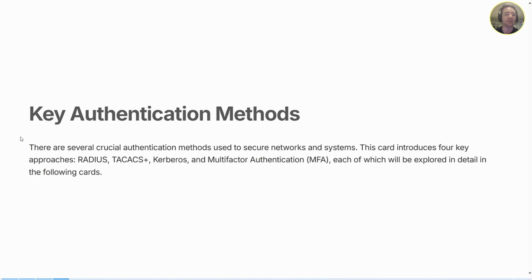Now, key authentication methods. We need to go through three primary methods that networks use for authentication, and then we do need to revisit multi-factor authentication again, because they really want us to know about that. Even though we've talked about it probably 20 times up until this point, we're going to do it again, because that's what they want us to do.